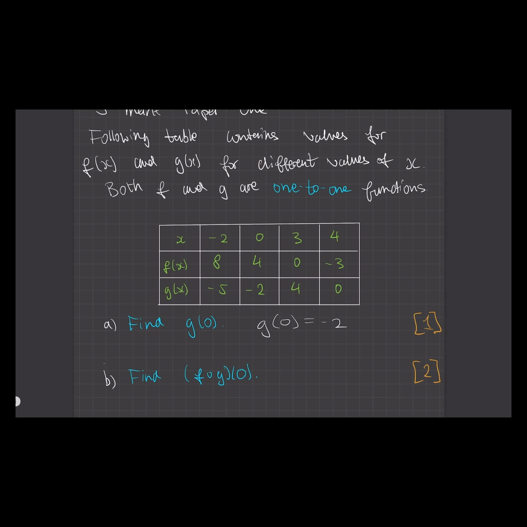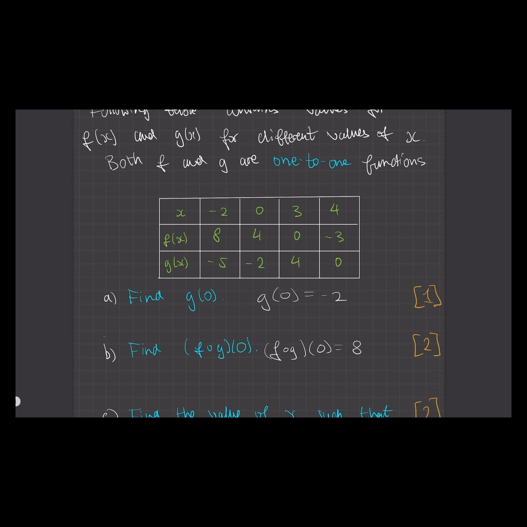And then we have to find f of g, so the composition of those functions, when x is equal to 0. So what we do is we check x is 0. What's g of 0? Well, it's minus 2. We just found that. But then what is f of x when x is minus 2, right? Because then we have to look at this value. So f of x is going to be 8. So that means that f of g of 0 is 8.